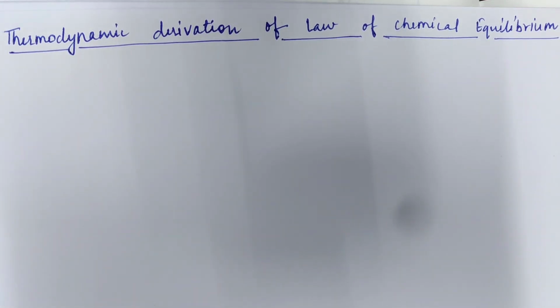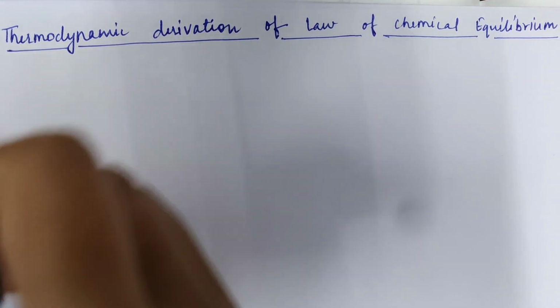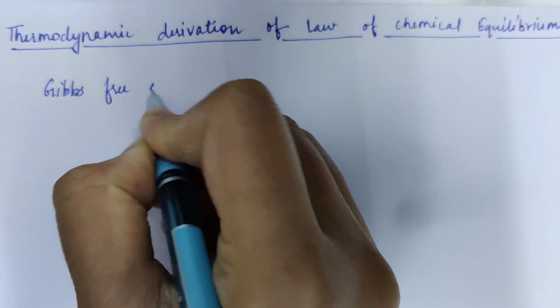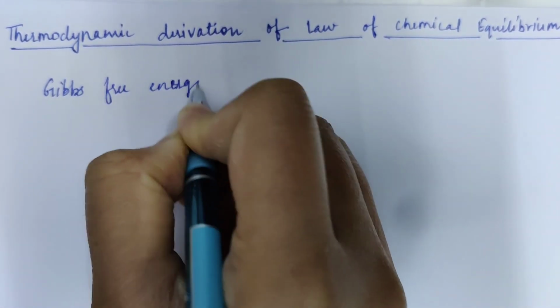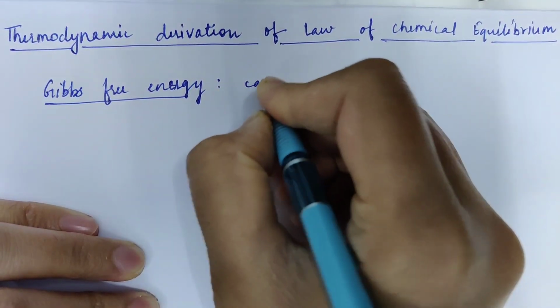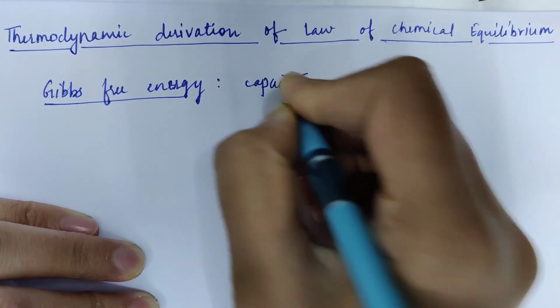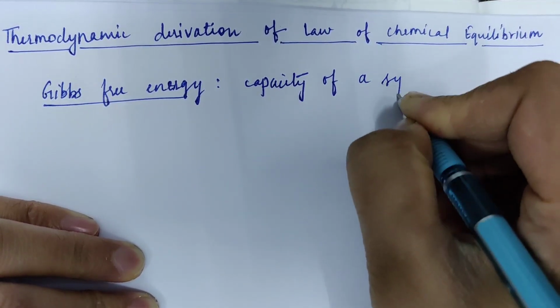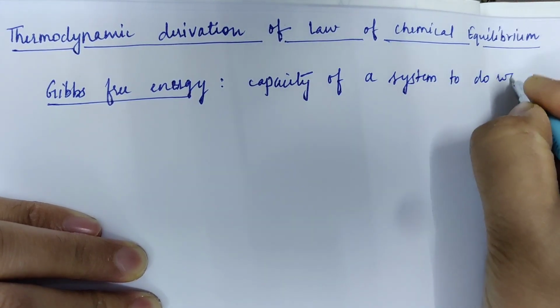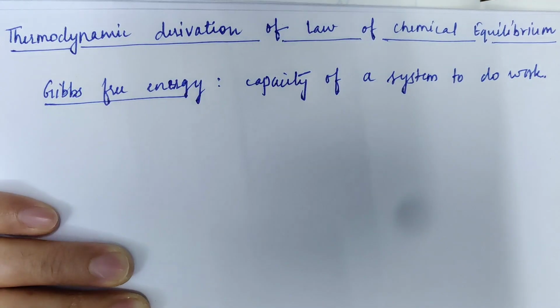In order to understand the thermodynamic derivation of the law of chemical equilibrium, the very first thing we need to understand is Gibbs free energy, or free energy. So what is Gibbs free energy? Gibbs free energy is the capacity of a system to do work. All right.